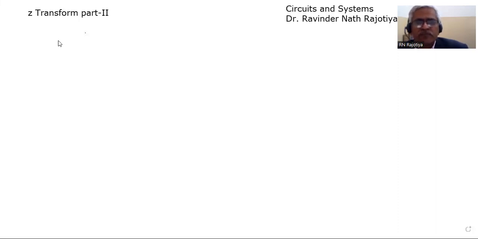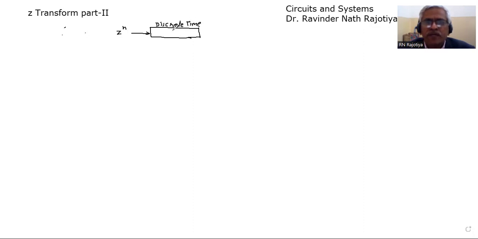In today's session, we'll take up yet another part of the Z transform. Here, what we start with is: we know that given a particular signal, let's say z power of n, which is applied to a discrete time LTI system, the response will be y of n.